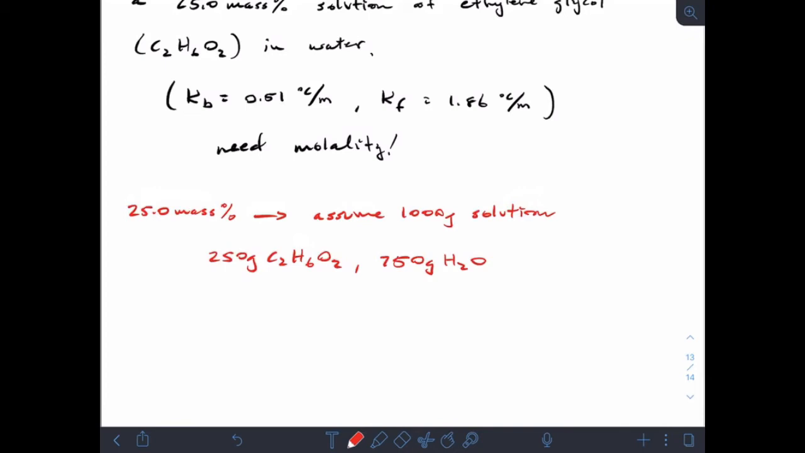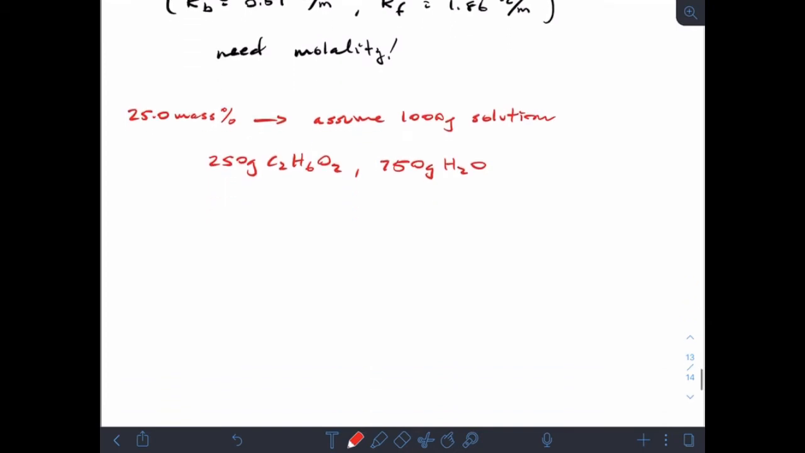Okay? But molality is moles per kilogram of solvent. Moles of solute per kilogram of solute. Gosh, it's easy to get those words confused. Moles of solute over kilograms of solvent. Okay, so let's use these values and convert them into molality for ourselves.